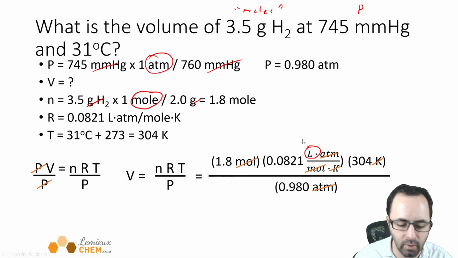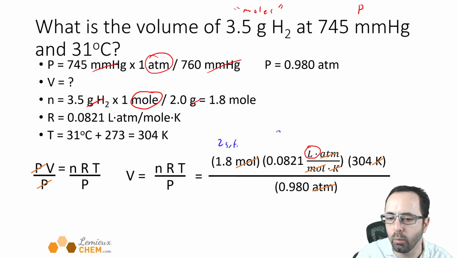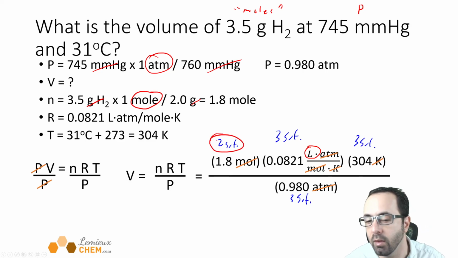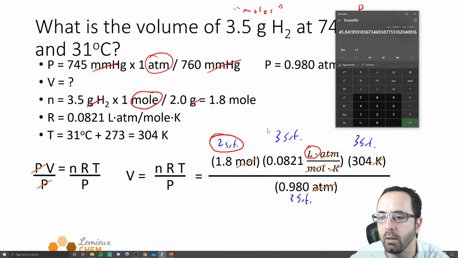So if we're looking at sig figs, we've got 2 sig figs right here. This one's 3 sig figs. This is actually known to many more sig figs. If you needed them, you could find them on Google or whatever. This is 3 sig figs. This is 3 sig figs. So my 1.8 has my least sig figs, so my result is going to have to be 2 sig figs.